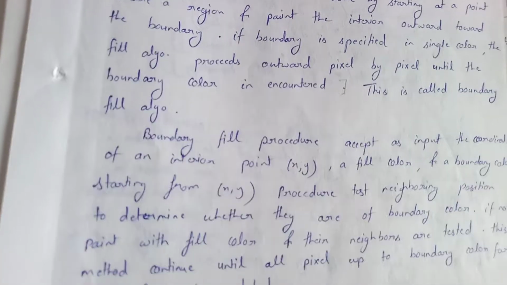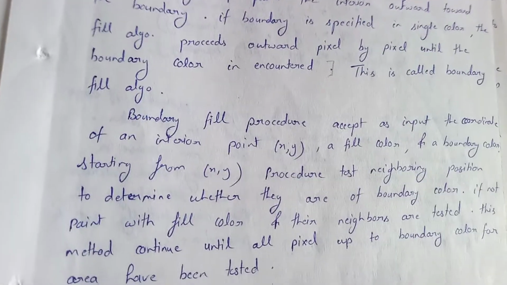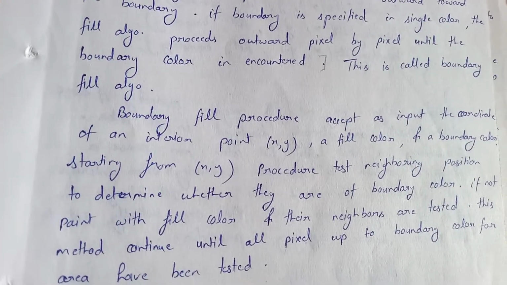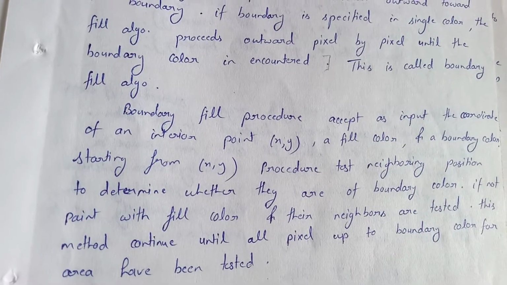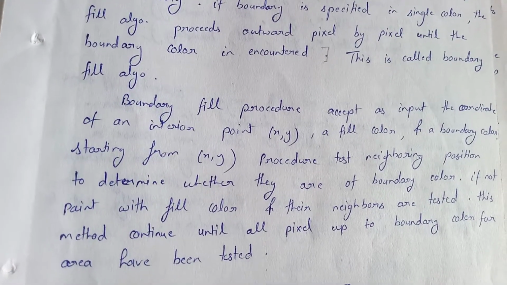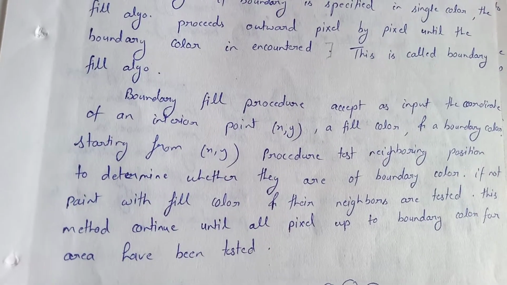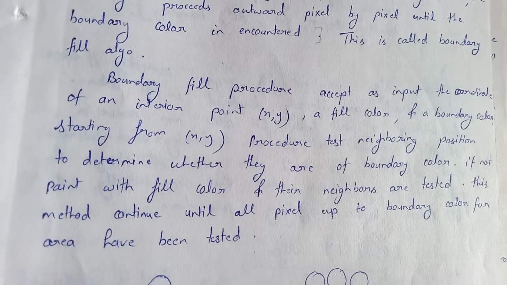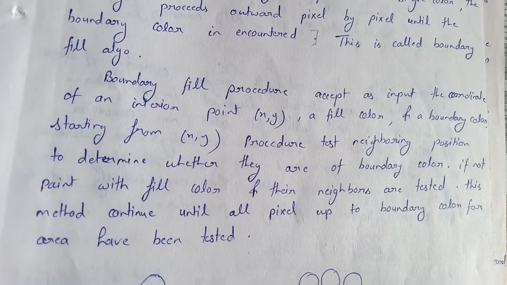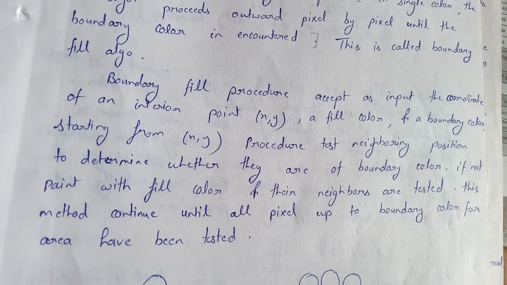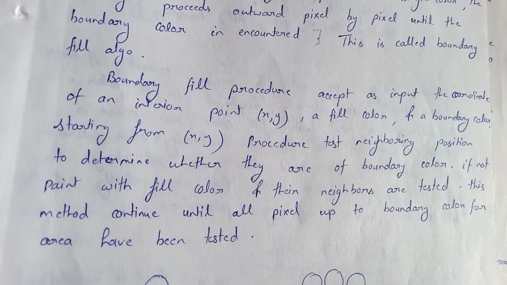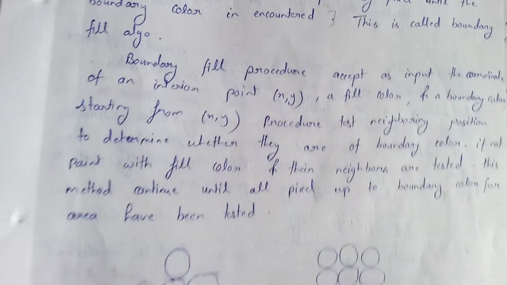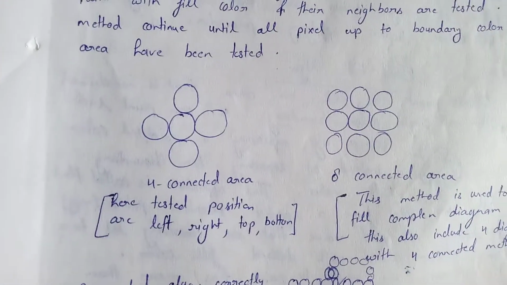To perform boundary fill algorithm, what do we do? We take any interior point, suppose x, y, a color for filling and the boundary color through which we can compare our interior pixels. Now start from the initial point. The procedure tests neighboring positions to check whether they are of boundary color. If they are not painted with the fill color, then the neighborhood is tested, and we continue this method until all pixels up to the boundary color for the area have been tested. Through the diagram you can easily understand.